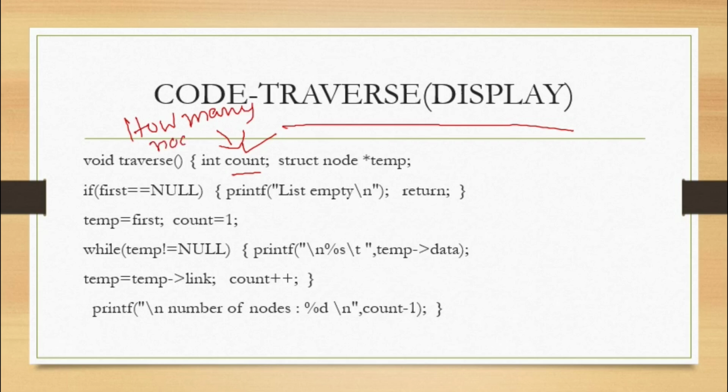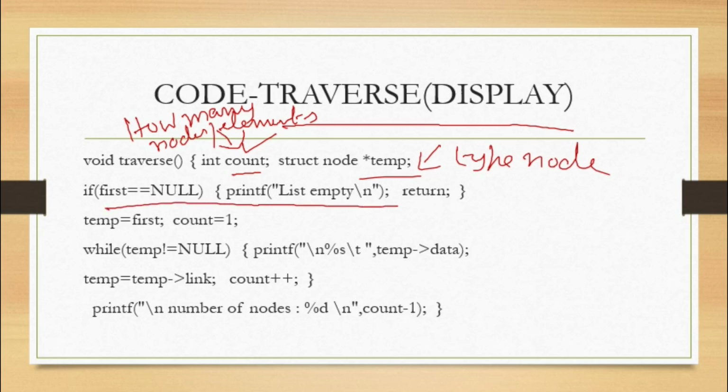Okay, how many nodes or elements are there, that will tell. Okay, so this next is temp. The temp is of type node. This variable is of type node. Okay, then if first is equal to null, that means what? You don't have anything, that means the list is empty.